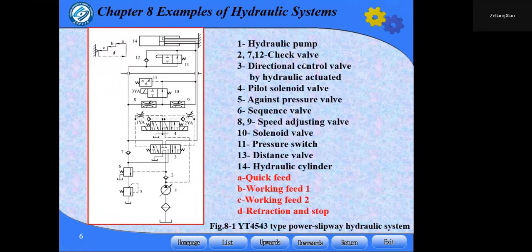First, we can see the components. One is the hydraulic pump. 2, 7, 12 are check valves. The directional valve is controlled by hydraulic lead, and the pilot solenoid valve is the electromagnet.